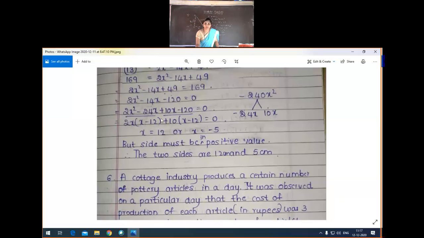X is equal to 12. Unknown number x is 12. If unknown number x is 12, then what is the value of altitude? Altitude is x minus 7. That is 12 minus 7, which is 5. Got the idea of this one? So the base value is 12 centimeter and the altitude value is 5 centimeter. Is that clear? Now the last question.